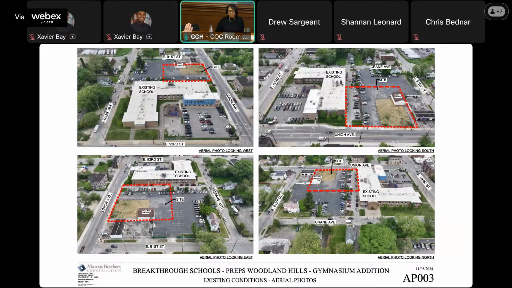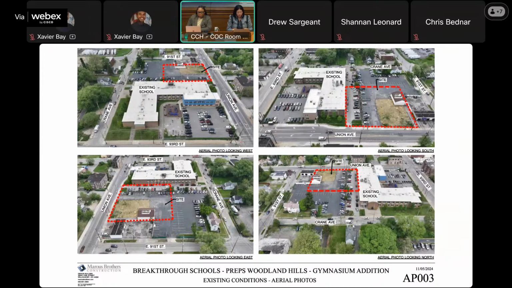You can see the new addition there with the blue metal panel and the split face block. So our addition is behind that. So it's not that prominent from 93rd. It's much more prominent from Union Avenue. So in the upper right, you see the view looking south from over Union Avenue, and that extension to the right of the existing school is where the gymnasium is located.